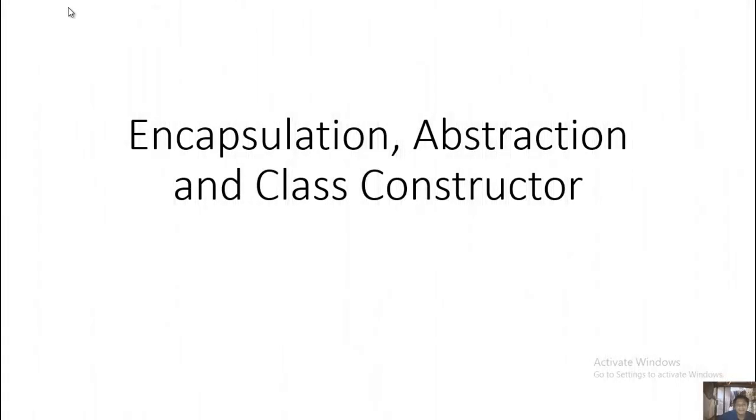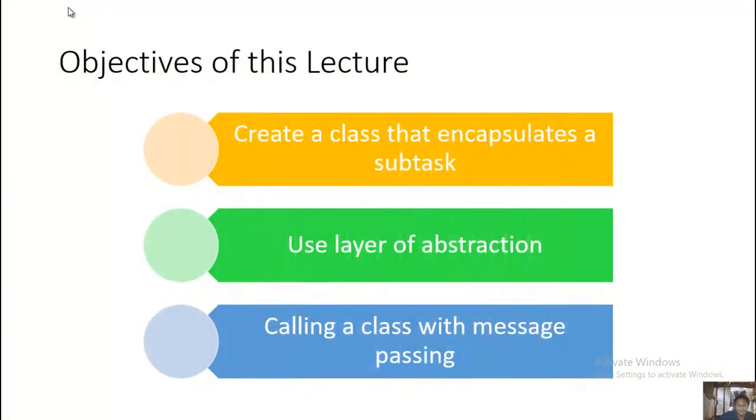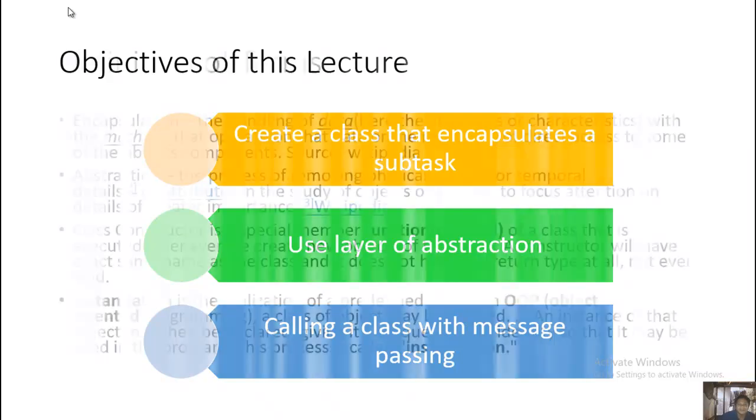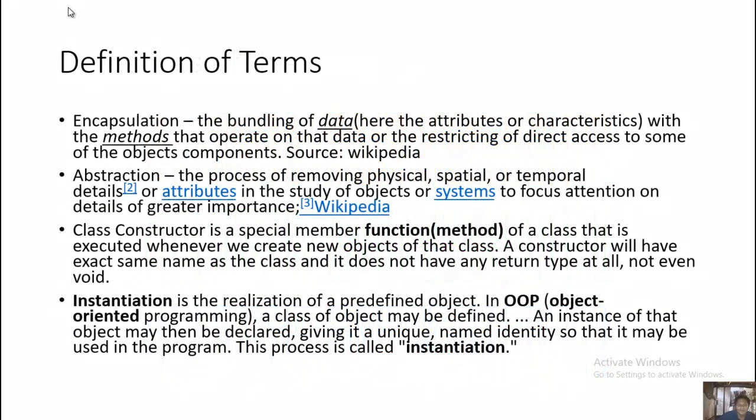Our lesson for today is about encapsulation, abstraction, and class constructor. Three objectives: create a class that encapsulates a subclass, use layers of abstraction, and call a class with message passing. For the definition of terms: what is encapsulation, what is abstraction, what is a class constructor, what is instantiation.